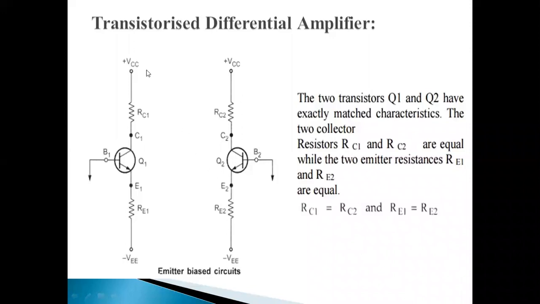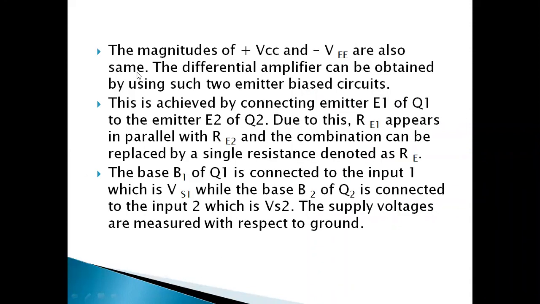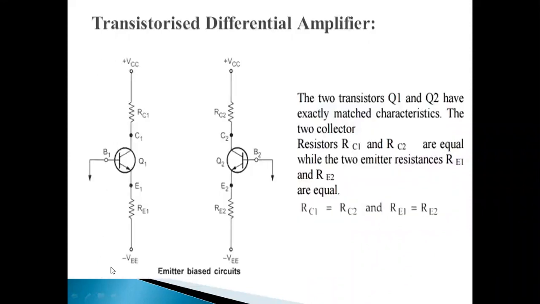And the next rule is that the magnitudes of VCC and VE are also the same. So if it is plus 5 volts here, this is minus 5 volts. The magnitude of VCC and VE must be the same. That is the third rule.